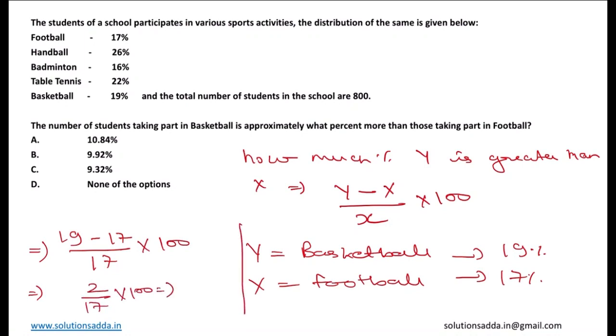It would be 200 by 17, and this would come something around 17 times 10 is 170. 11 times 17 would be 187. So it would be something more than 11 point something. To be exact, it would be 11.76. Therefore, none of the options, that is option D, is the correct answer here.